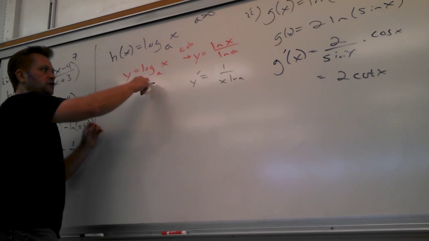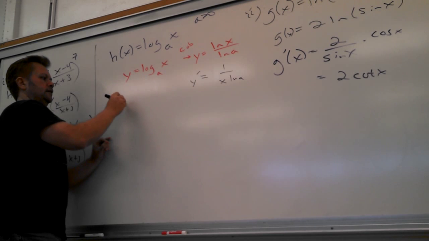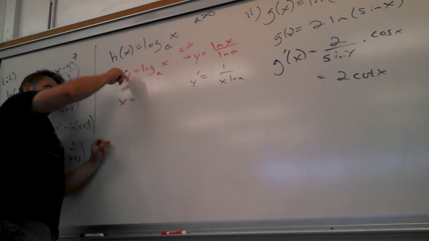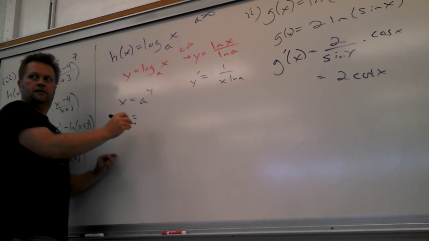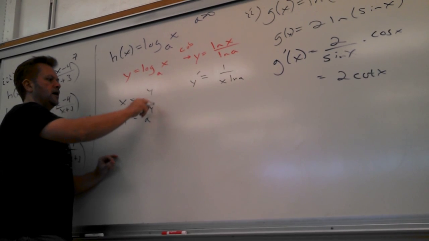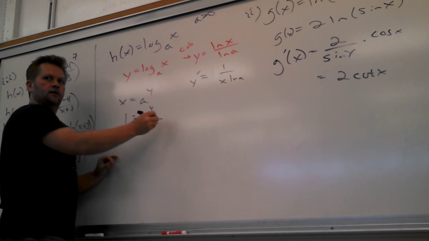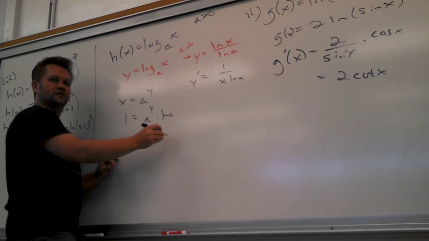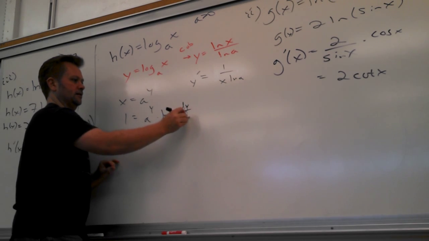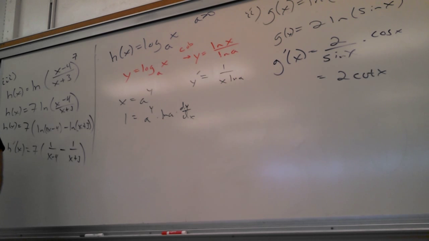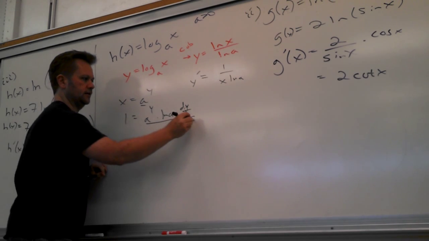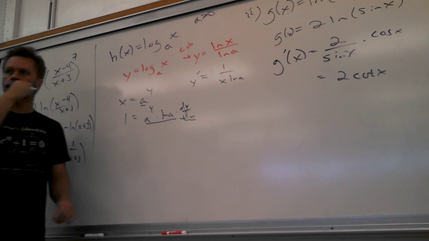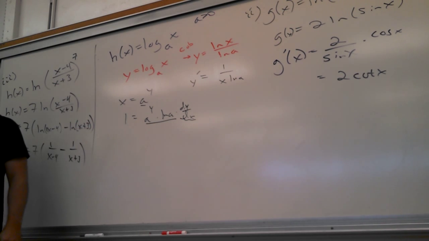But if I keep going this way, I could rewrite this as x equals a to the y. Then do this implicitly. So 1 equals the derivative of a to the y, which is a to the y times ln a times dy dx. So let me stop there for a second. This whole thing is the derivative of a to something. This is the chain rule piece, right? I want you to realize which piece.